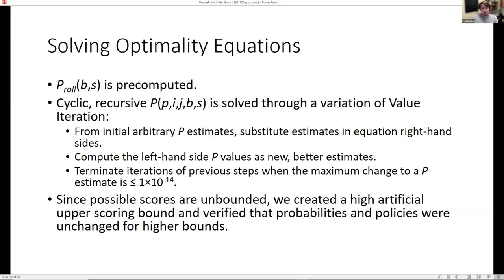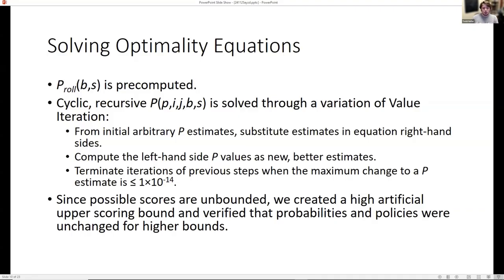So once we have these probabilities computed, we then deal with optimality equations. We first pre-compute P roll of B and S, since this is fixed for any roll. And then we cyclically and recursively determine the probability of winning at any given game state through value iteration.